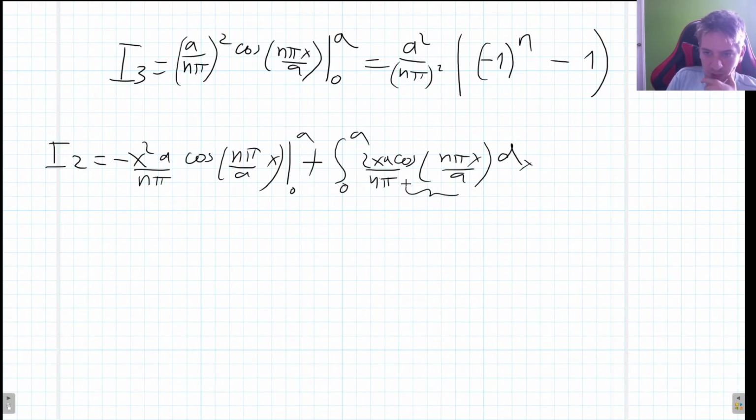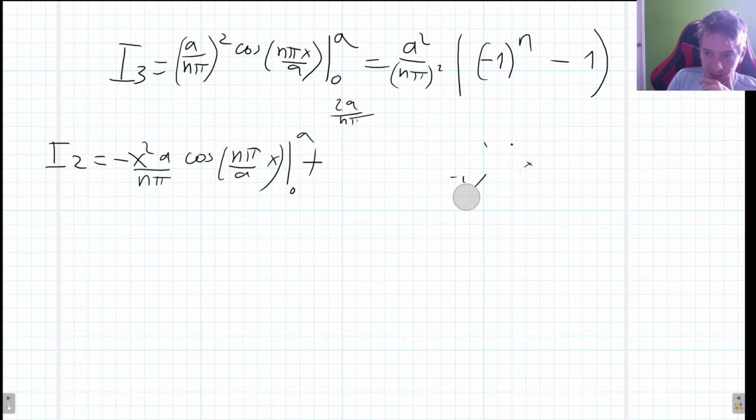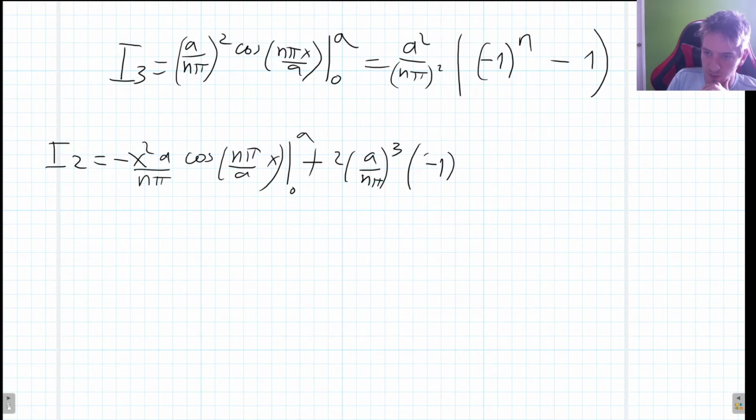Okay, and this integral, we already know it. We have to not forget about this 2a divided by n pi. Remember, we didn't take that into consideration when we defined I3. So our result for this, which is right here, is now 2 times a divided by n pi cubed, because we had to multiply it by these constants that we had outside of the integral, times minus 1 to the nth power minus 1. Okay, and then we have this right here, which we have to evaluate.